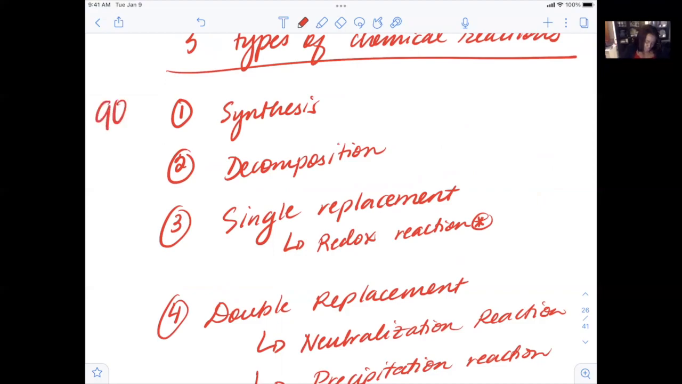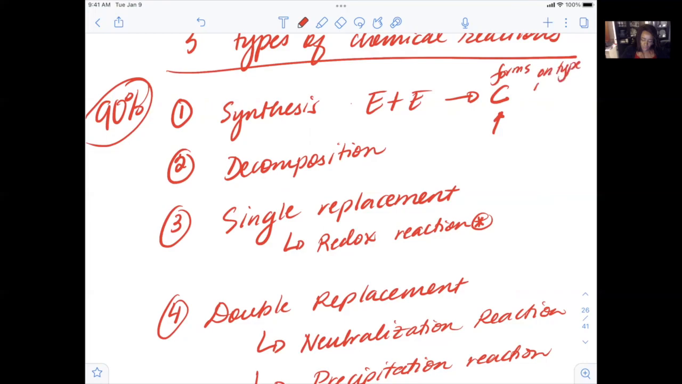okay, I would say about 90% of the time, this rule I'm about to give you will work. There are times when it won't work. Okay, none of our rules in chemistry are perfect to work all the time. So you have an element plus an element combining to give you a compound. So you may have 2 or 3 or many elements. So the way to identify a synthesis reaction is it forms one type of product. Okay, that's how you can tell. Synthesis always makes one type of product, okay?